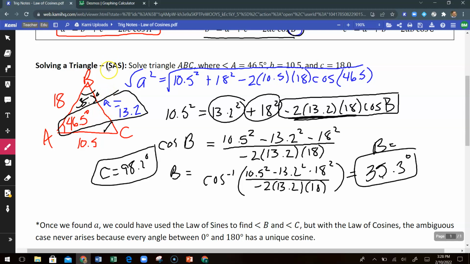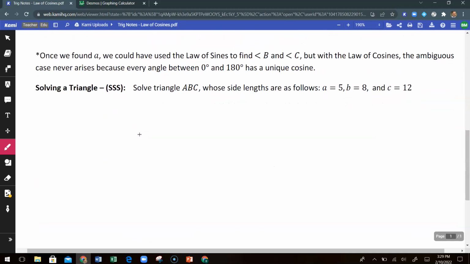My suggestion is if you're given side angle side or side side side, just do law of cosines the whole time and don't try to go to law of sines at all. Just stick with law of cosines the entire time. Okay. All right, side side side.